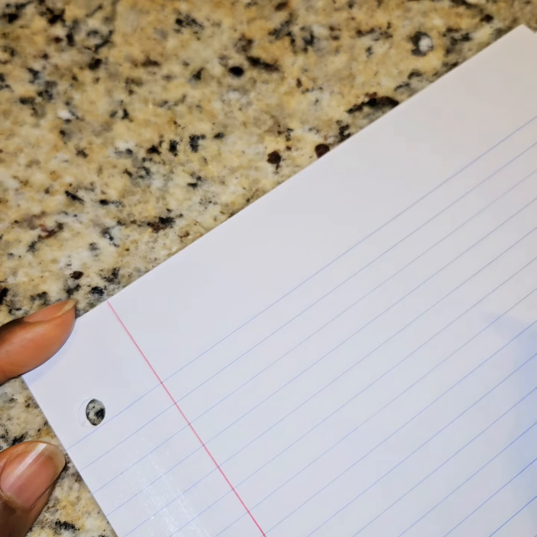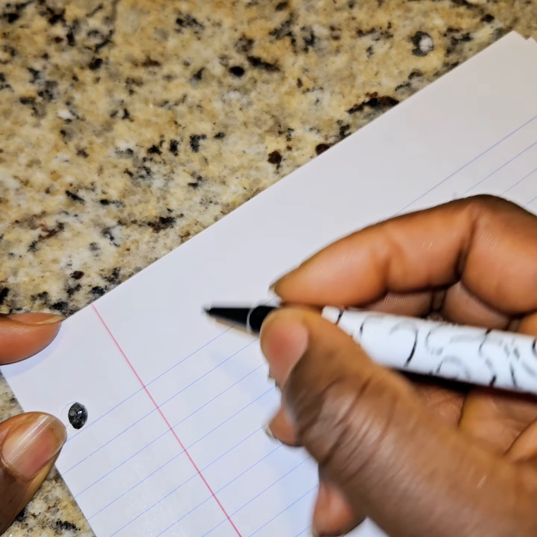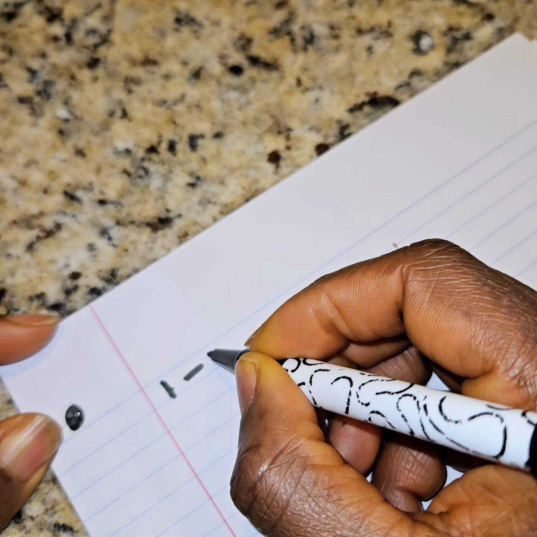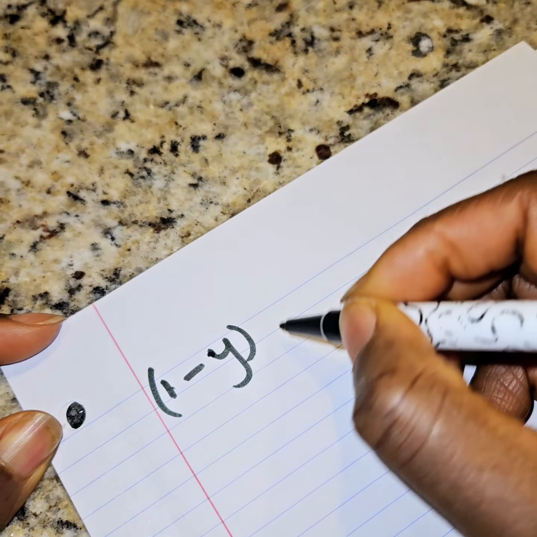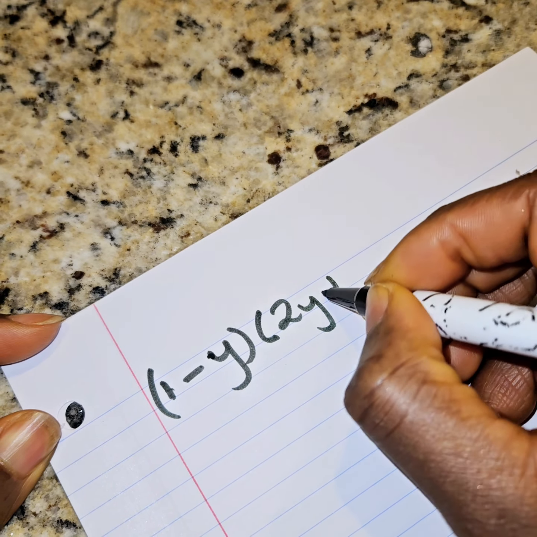So we just have a polynomial that we want to multiply, or a polynomial that they want us to square it. For example, let's do 1 minus y times 2y plus 3.